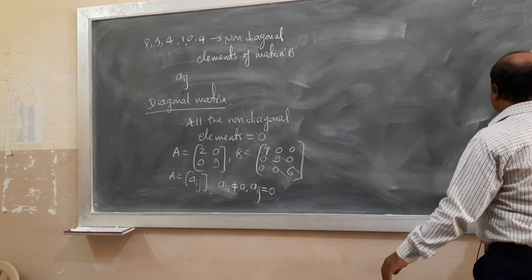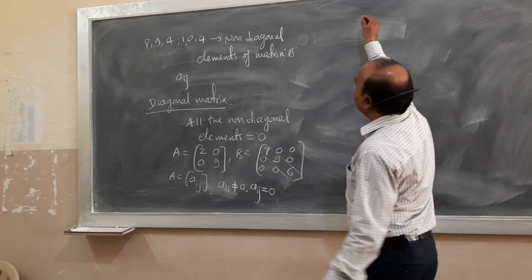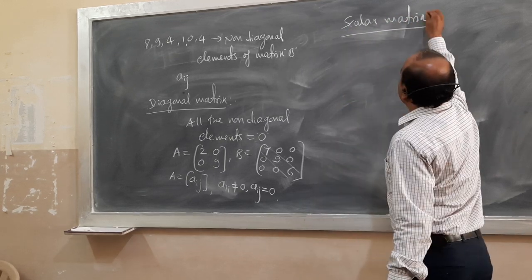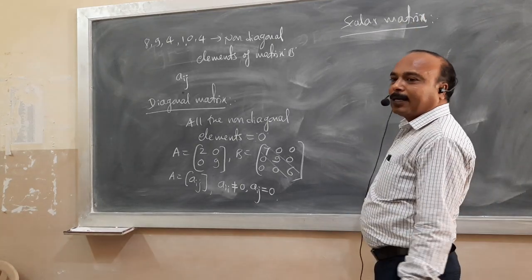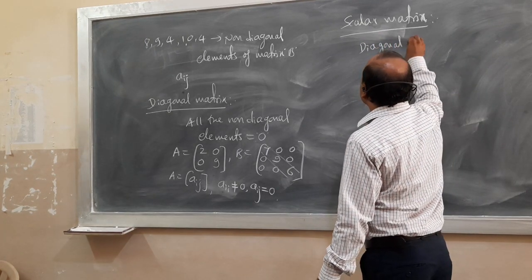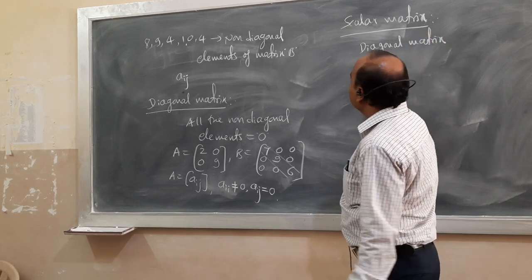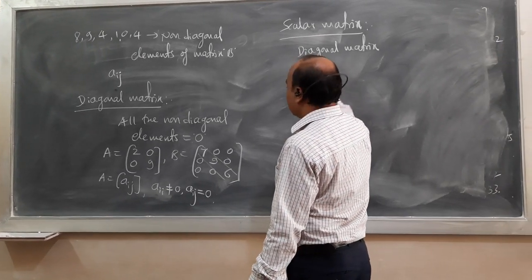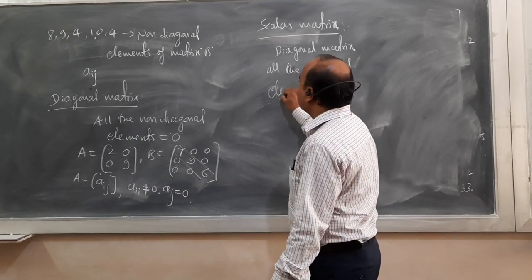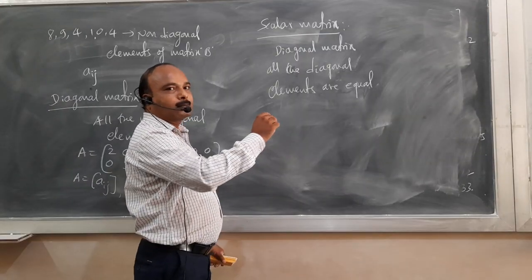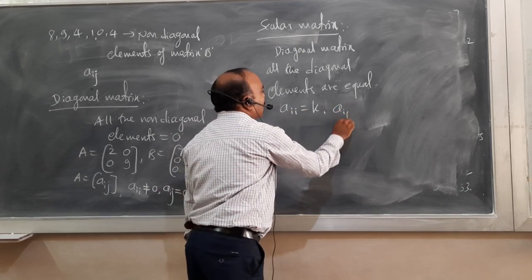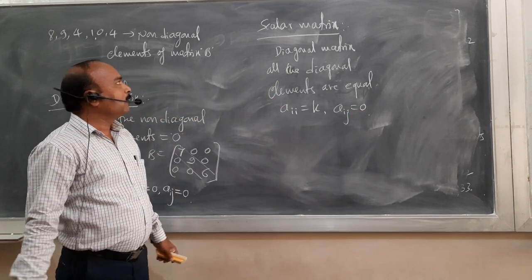Next we go for scalar matrix. A scalar matrix is a diagonal matrix in which all the diagonal elements are equal. It is also a diagonal matrix, in which all the diagonal elements are equal. Now here the condition is aii equal to k and aij equal to 0. It is the condition for a scalar matrix.